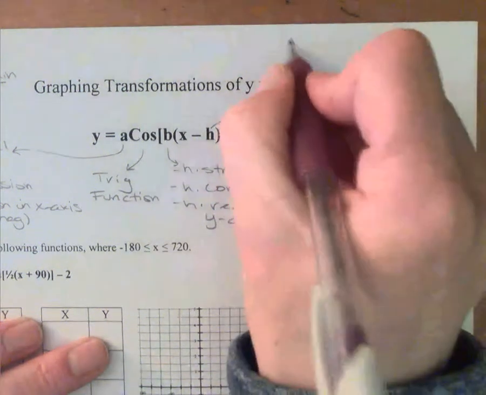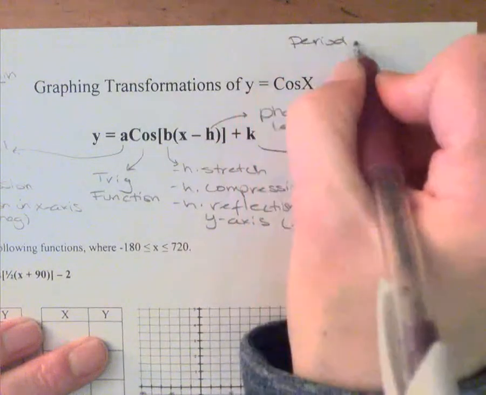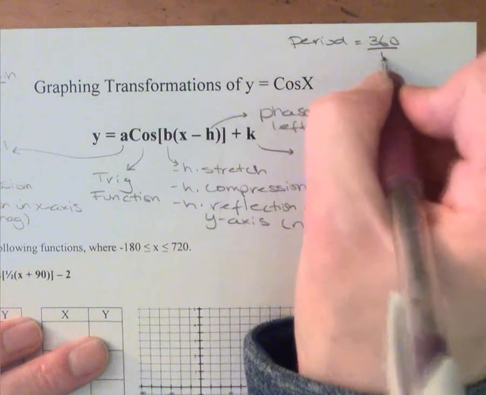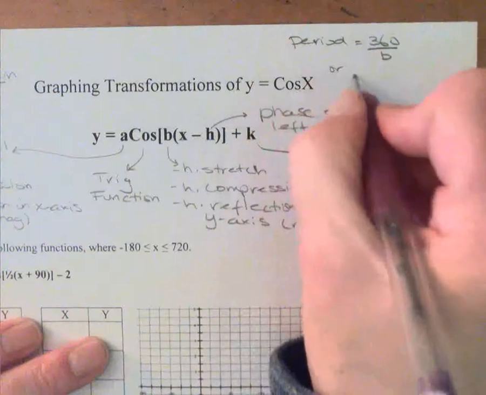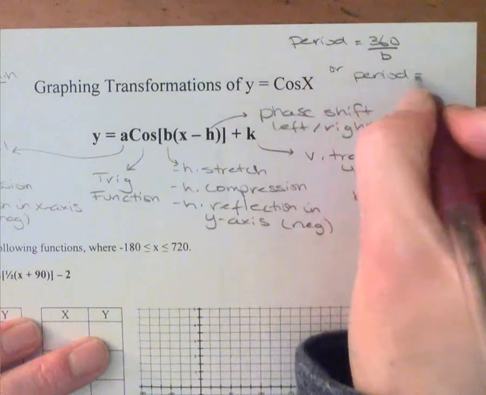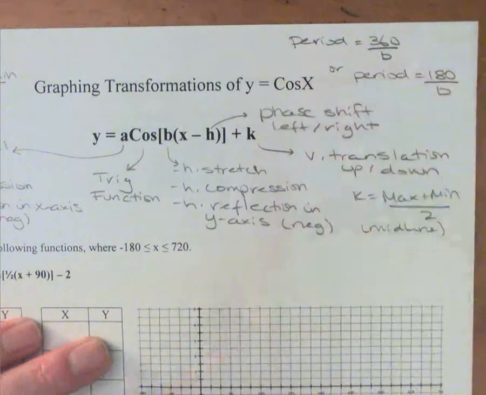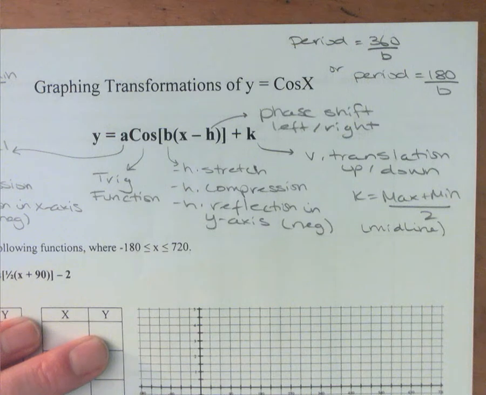The period can either be calculated by doing 360 divided by b if you have a sine or cosine graph, or the period is 180 divided by b if you have a tan graph. So let's look at graphing the cosine graph.